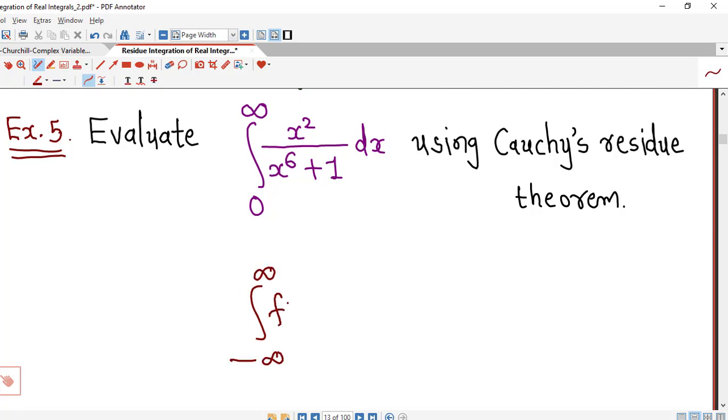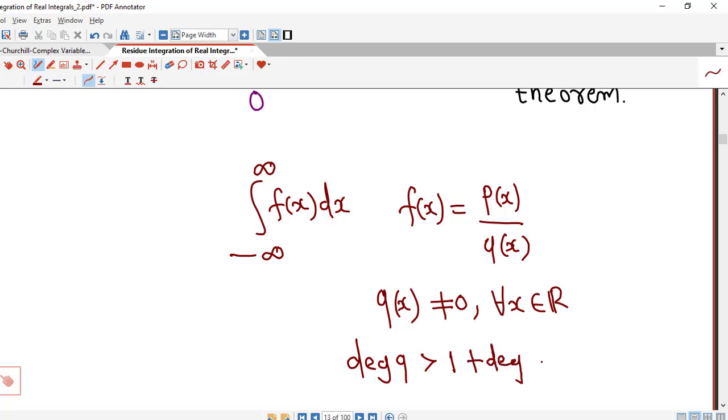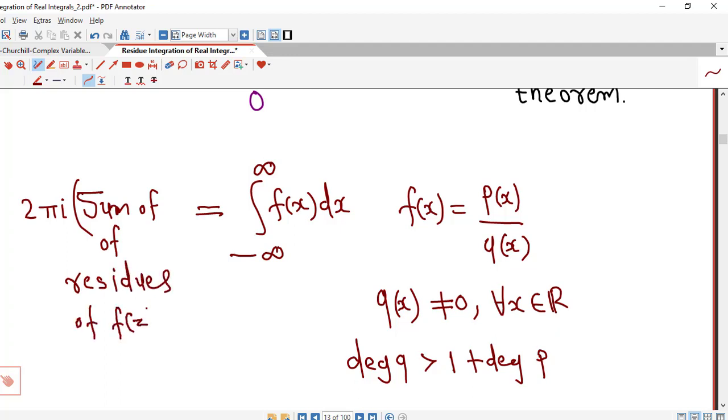integral from minus infinity to infinity f(x) dx, where f(x) is a rational function, that is a division of two polynomials p(x) and q(x), and suppose this q(x) is non-zero for every x on the real axis and the degree of q(x) is strictly greater than 1 plus the degree of p, then this improper integral is convergent, and using Cauchy's residue theorem, the value of this improper integral is 2 pi i times the sum of residues of f(z) at poles of f(z) in the upper half plane.